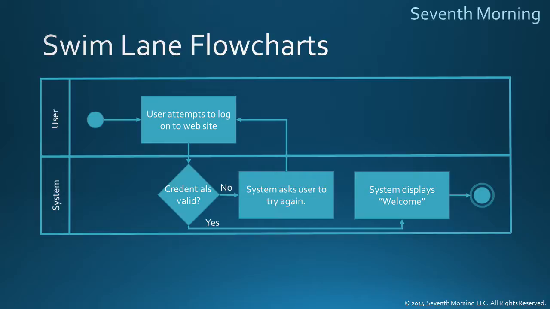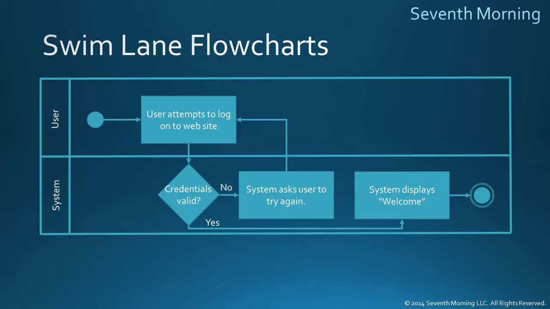We start with the start shape in the top left. Since the user is taking the first action, we place the start shape in their lane. We then follow the connector to the right, where the user attempts to log on. We then follow that next connector into the system's swim lane, where we have the diamond shape for whether or not the credentials are valid.